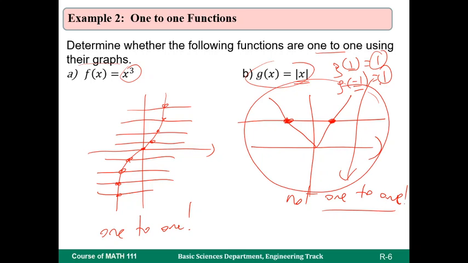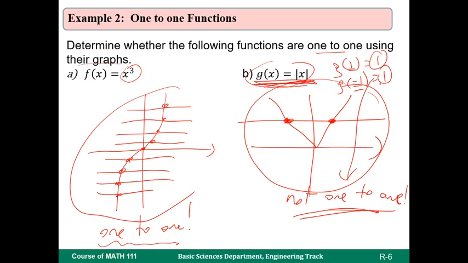Besides the graph, you can also check the formula and show it's not one-to-one. But if you want to show it's one-to-one, it's better to use the graph all the time, because for now we don't have any method to check if it is one-to-one from the formula of the function.